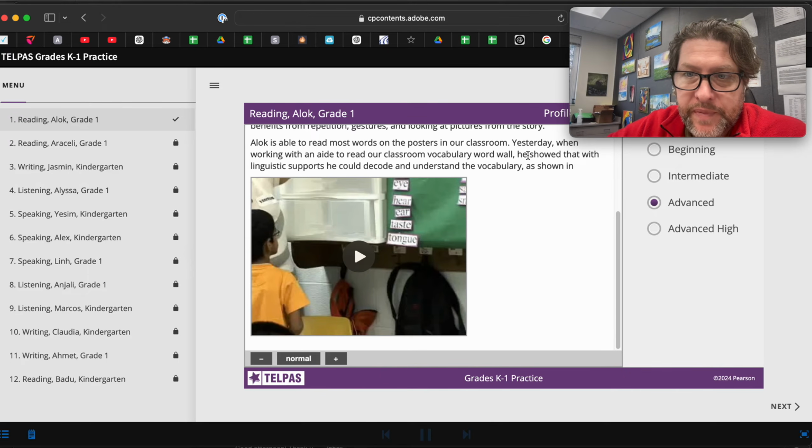Here's another key word. He showed that with linguistic supports, he could decode and understand vocabulary. Okay?